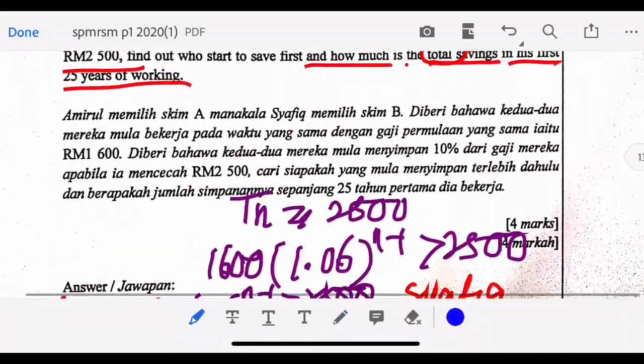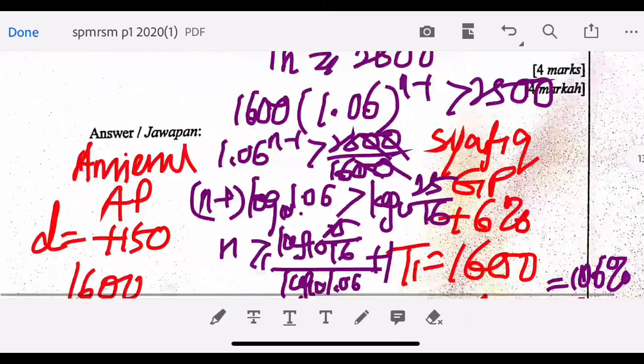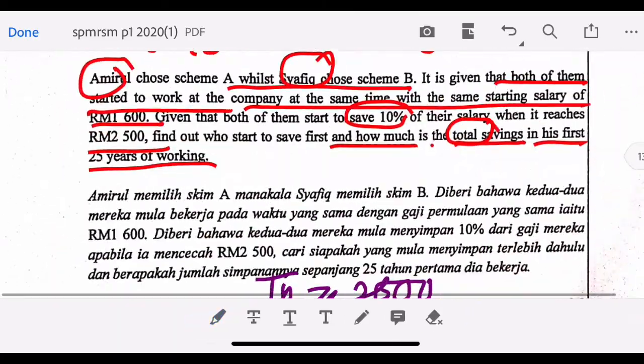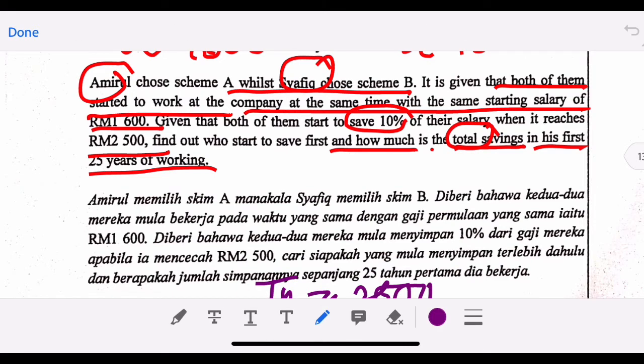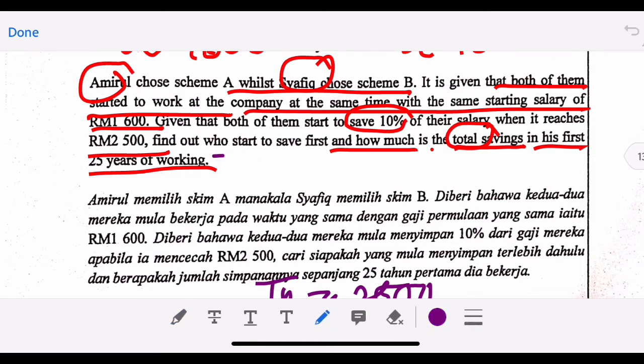Right, so after that, what do we need to do? So the conclusion is Amiru. The answer is Amiru. Amiru will actually achieve the 2,500, right? And then the question is asking, both of them start to save 10% of the salary when it reaches 2,500. Then we need to find who starts first.